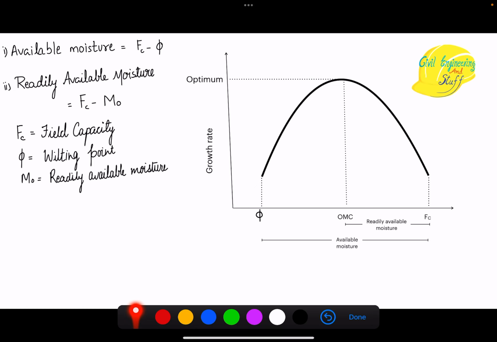So we have the available moisture content, FC minus PWP, and the readily available moisture content, FC minus M naught, right? M naught is the readily available moisture content. We have discussed this just now, so I hope the concept is clear to you all.